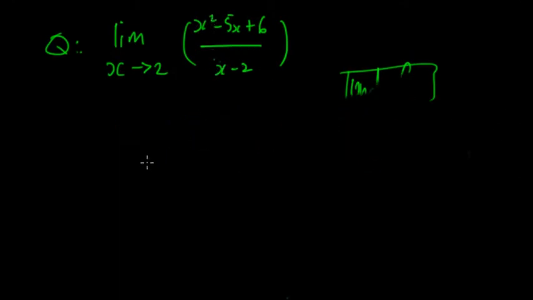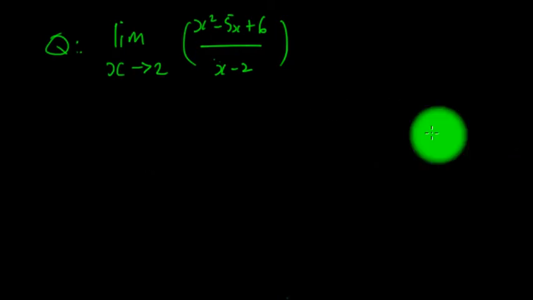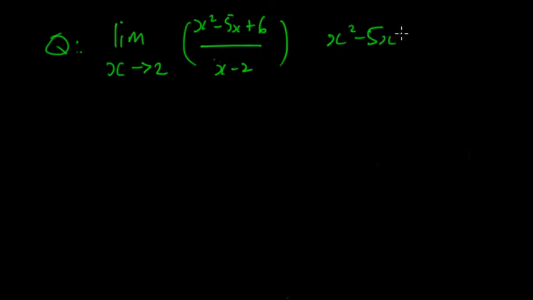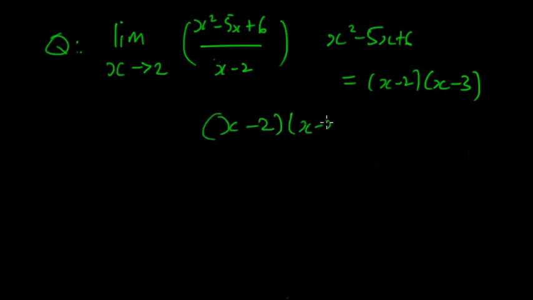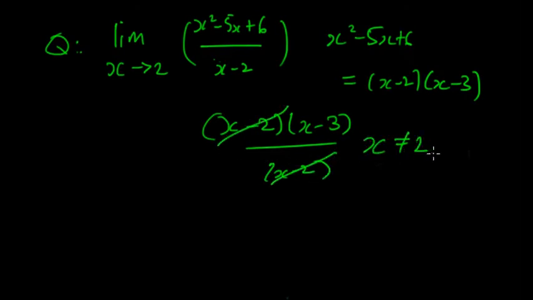way to simplify this? So x squared minus 5x plus 6. Well, x squared minus 5x plus 6 is equal to x minus 2, x minus 3. Then we can go x minus 2, x minus 3, divided by x minus 2. So these can cancel. However, x cannot equal 2.